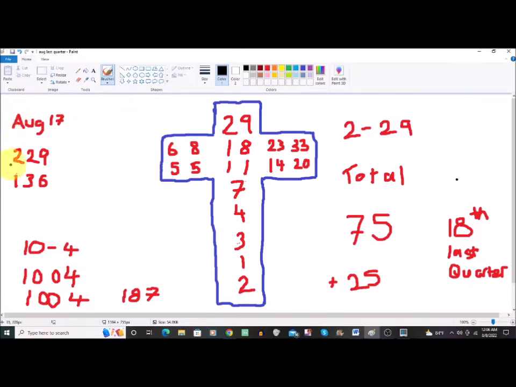So anyway, August the 17th, the 229th day of the year, 136 days remaining. There's potential for this date to have some kind of significant event happen on it. Okay.